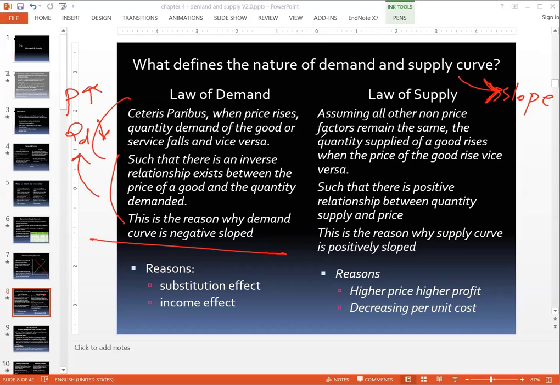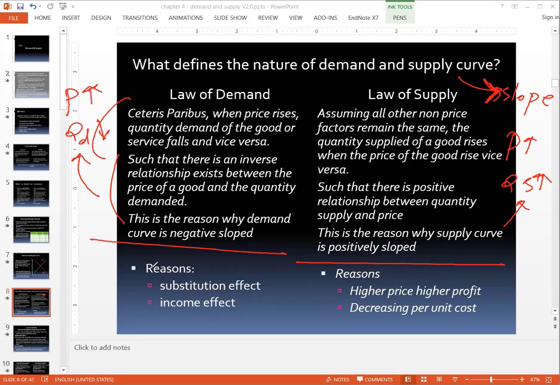Similarly, assuming other things constant, the quantity supplied of a good rises when there is an increase in price. So when there is a price increase, there is a quantity supplied increase, such that there is a positive relationship between quantity supplied and price. This justifies the positive slope of the supply curve, and we'll focus on those reasons later in detail.